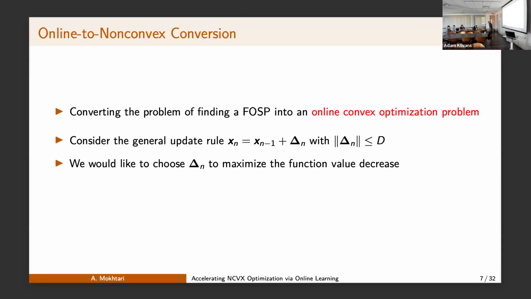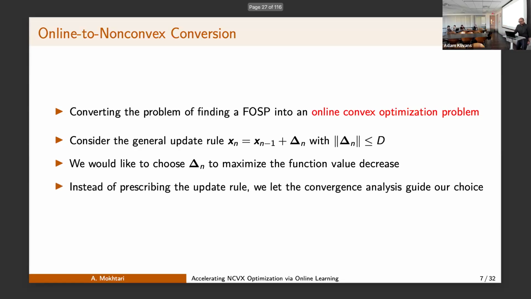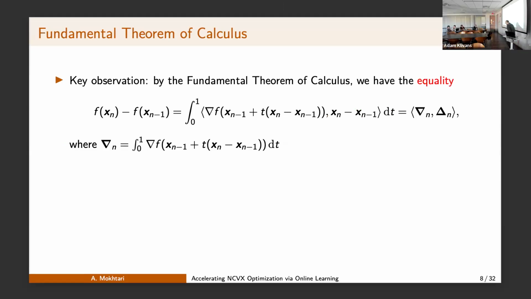Your goal should be like, I want to pick this delta n in a way that I maximize the amount of function decrease. Very basic optimization way of thinking about the problem, because I want to decrease the function. So among all the directions that have norm D, pick the one that maximizes the function decrease, right? And then the question is how you would pick that. Well, it's not that hard to see that if I use the fundamental theorem of calculus, the difference between function values at xn and xn minus 1 is exactly the step that you have taken, xn minus xn minus 1, times the average of the gradient over that segment.